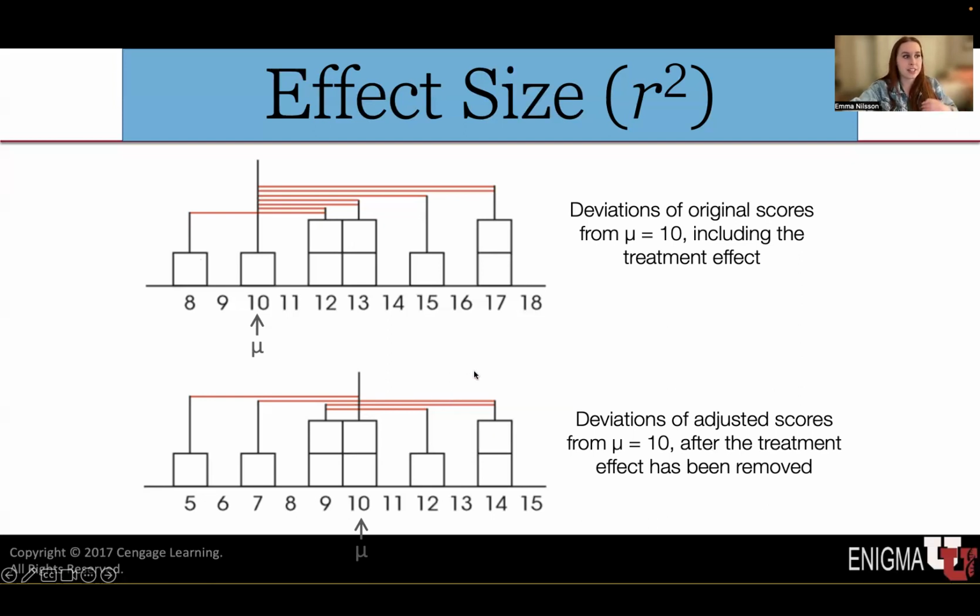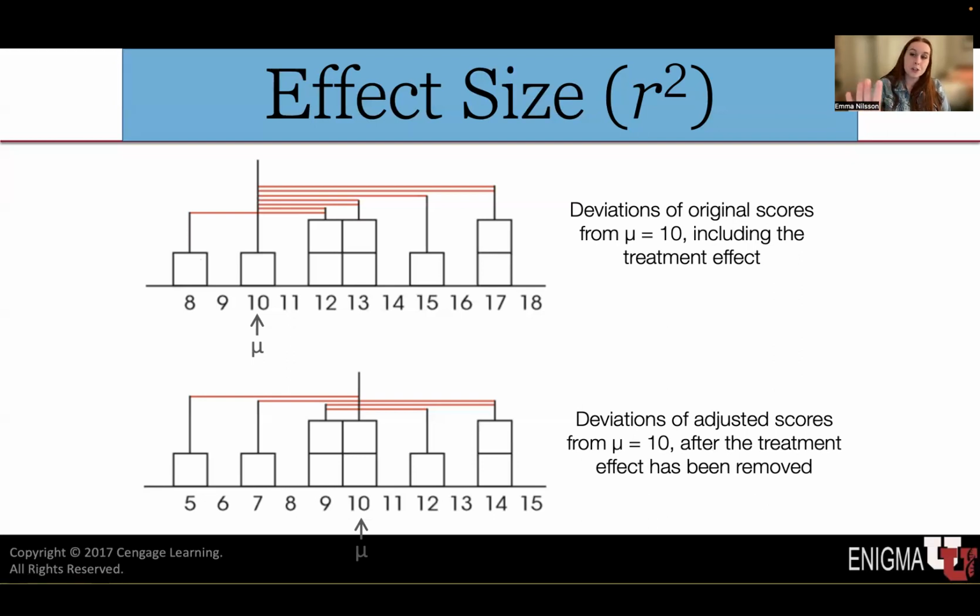First, I want you to notice that the adjusted scores are now centered at the hypothesized mean of 10, indicating that there's no treatment effect, because that's our null hypothesis, right? If there's no treatment effect, the mean of the sample is going to be the same as this hypothesized population mean. Also notice that these red lines are noticeably smaller than they are when the treatment effect is in place. So if we were to take the difference between this top graph and this bottom graph, we would get the variability that is due entirely to the treatment effect. Essentially, this minus this gives us the treatment effect.